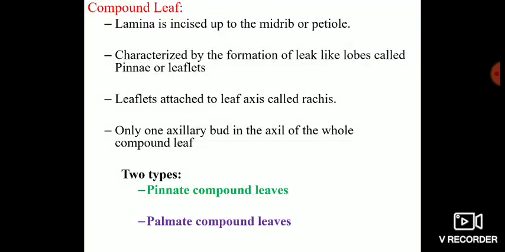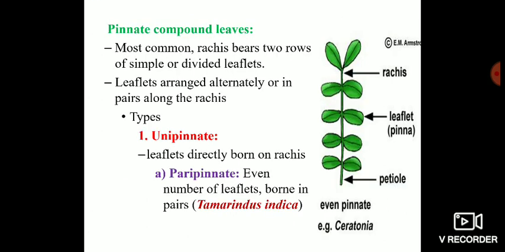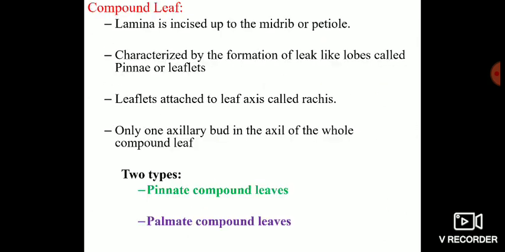Today we are going to discuss the compound leaf and its different types. First of all, let's understand some of the distinguishing features of compound leaves. In compound leaves, the lamina is incised up to the midrib or petiole, and these leaves are characterized by the formation of leaf-like lobes which are known as pinnae or leaflets.